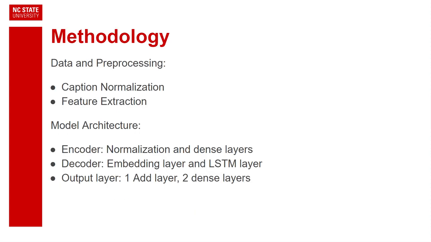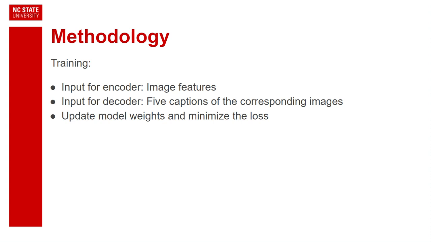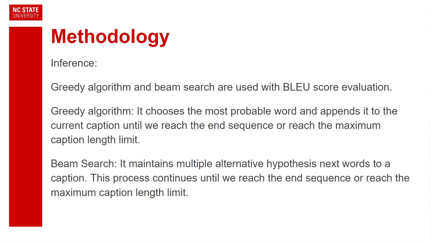Methodology. During data pre-processing, we have done caption normalization and feature extraction using CNN. In the model architecture, the encoder has normalization and dense layers, and in the decoder there's an embedding layer and an LSTM layer, and the output layer has one add layer and two dense layers. During training, the input for the encoder are the image features that are extracted from the CNN, and the input for the decoder are the five captions of the corresponding images. And we use these to update model weights and minimize the loss.